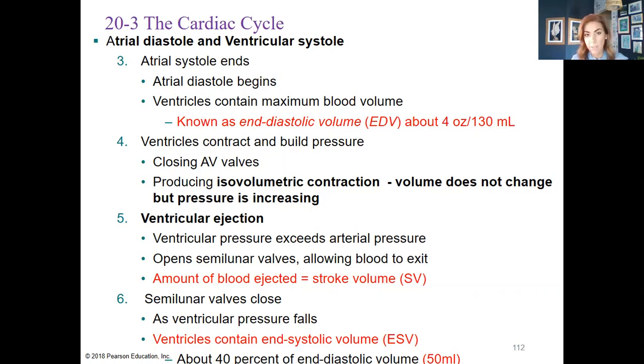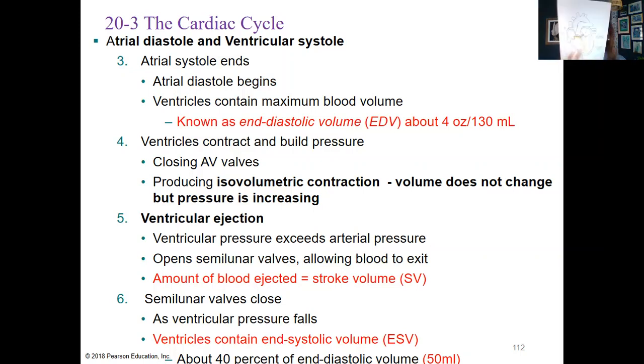That is important because whatever amount of blood is in the ventricles is the amount of blood that you have as a possibility to pump out to other parts of the body. If you've only got 1 ounce within the ventricles, you're going to be in a very big problem. So about 130 mils is our average for our end diastolic volume.